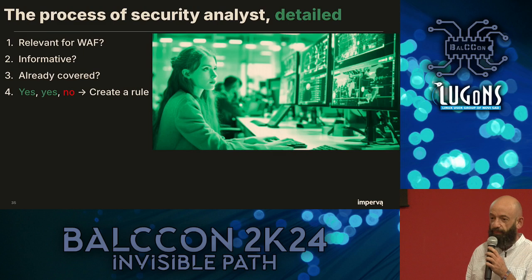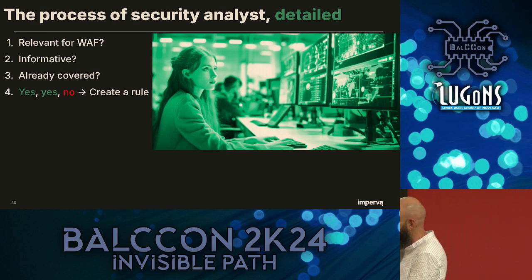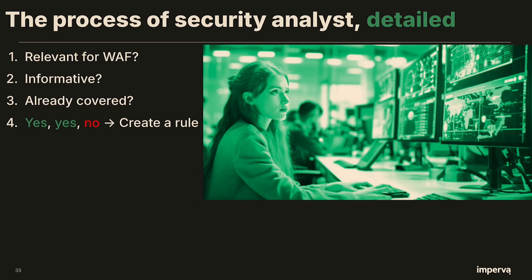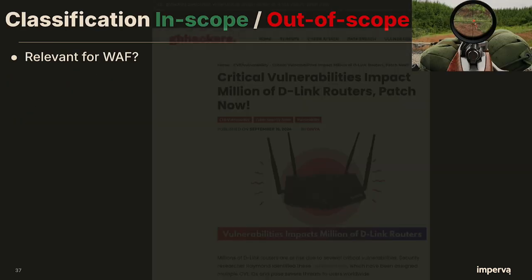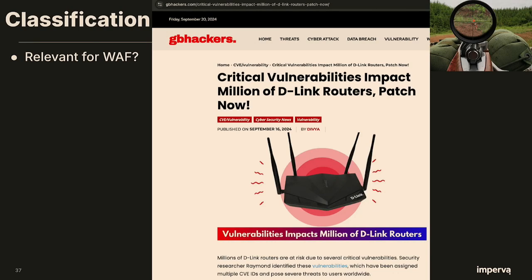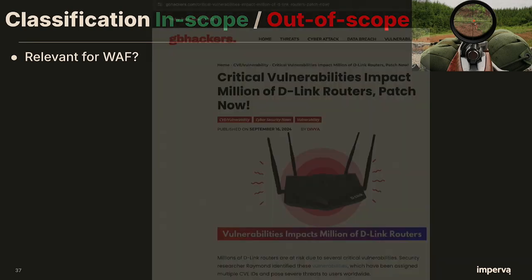They have to check if it's already covered in the WAF, or maybe the vulnerability is new, but we already have a bunch of rules that cover exactly this vulnerability. And if the answer to these questions is yes, yes, and no, then ultimately they have to create the rule. So the first task is in scope or out of scope classification.